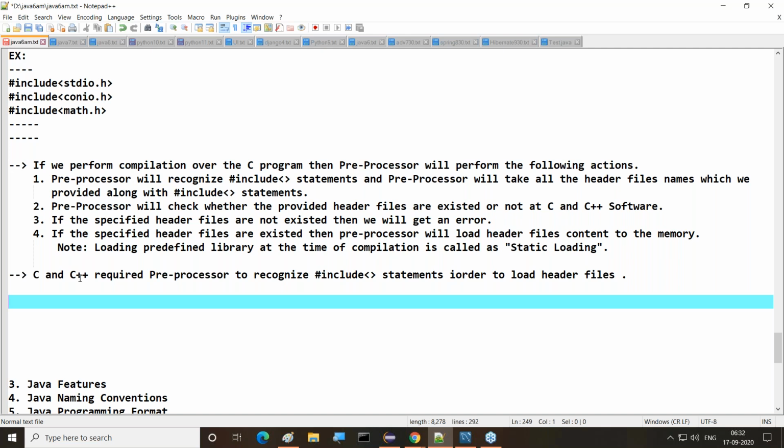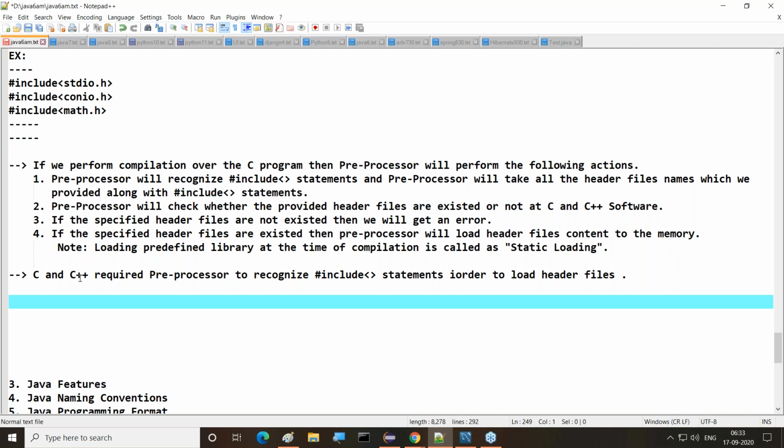Guys, please confirm to me, all of you are getting the points up to now. Very simple points only, not any difficult points. I just gave what the requirement of the preprocessor in C and C++ is: just to recognize hash include statements and to load the provided header files content into the memory. Loading header files to the memory is the main intention of the preprocessor. This is exactly the point I said to you.